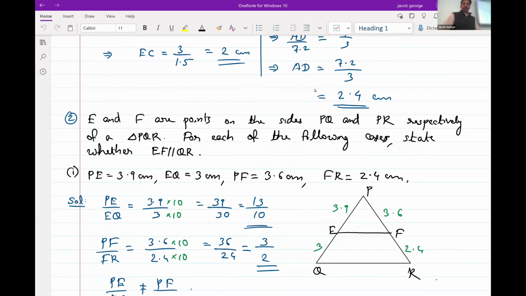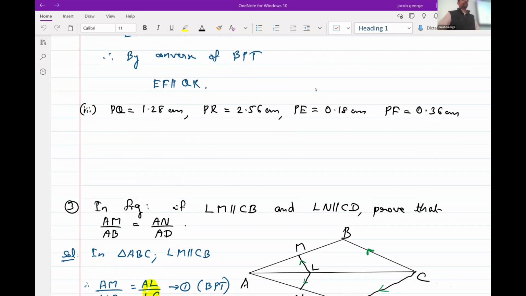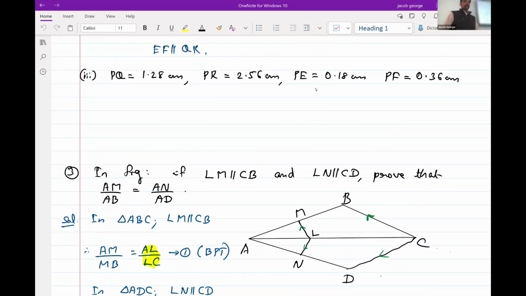E and F are points on the sides PQ and PR respectively of a triangle PQR. For each of the following cases, state whether EF is parallel to QR. The question is based on converse of BPT. So there we have to find out the two ratios. If the two ratios are equal, it will be parallel by converse. Okay, so please copy the third subdivision. So here we have to check whether EF is parallel to QR.